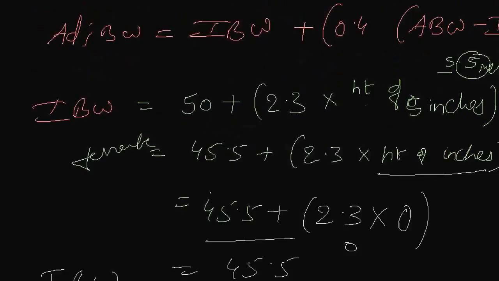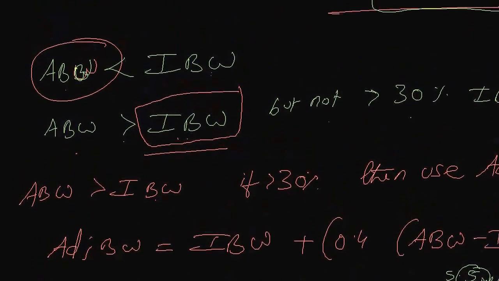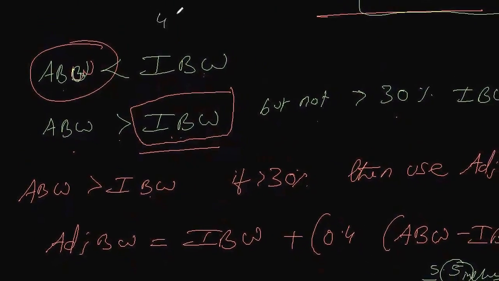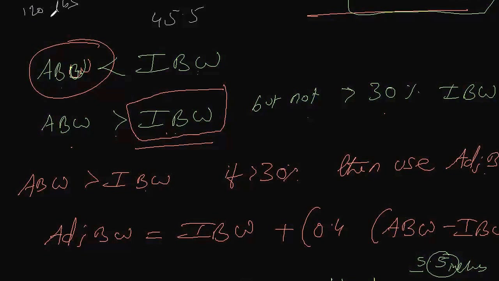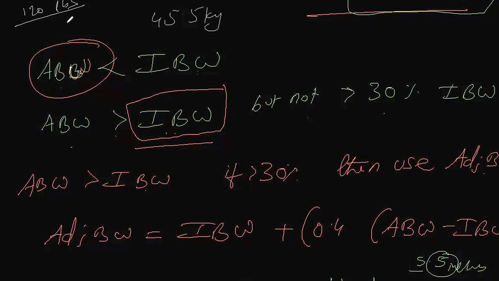Let's take a look at that now. What is the right weight that we're going to use here? The ideal body weight is 45.5, and the actual body weight is 120 lbs. We need to convert this 120 lbs into kilograms. If you use Globalrph or any website online, you can convert it. The conversion of 120 lbs into kilograms is 54.4 kilograms.